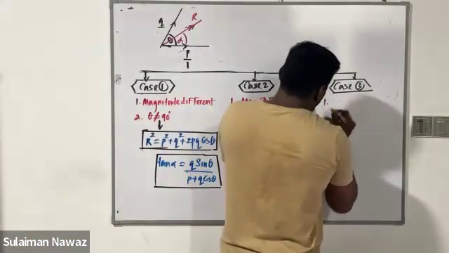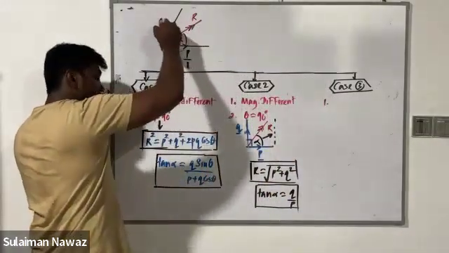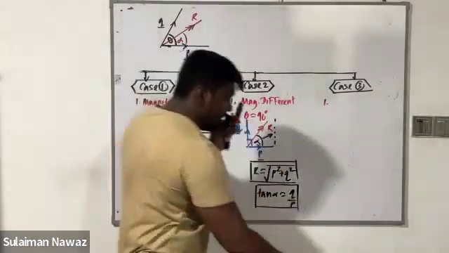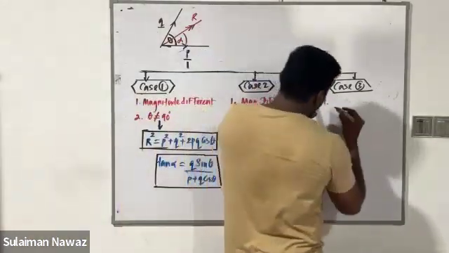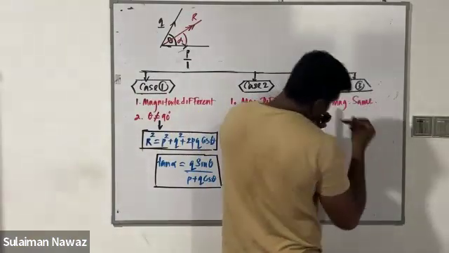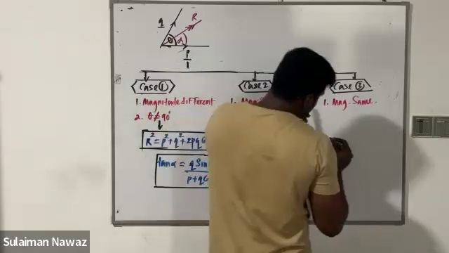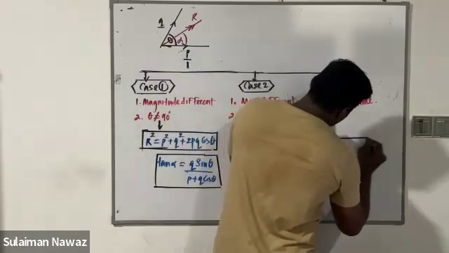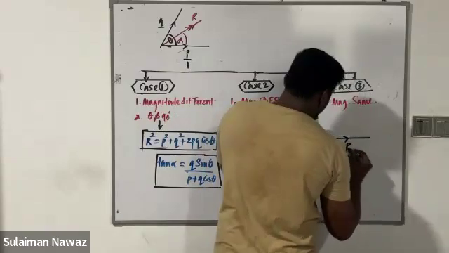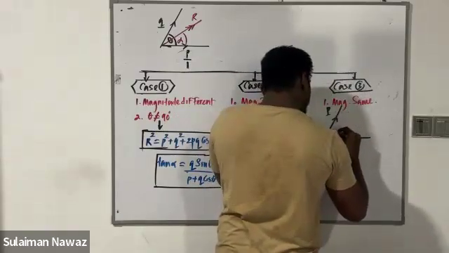Right? For example, two vectors of 5 Newton and 5 Newton, or 16 ms minus 1 and 16 ms minus 1. If two vectors have the same magnitude, then it looks something like this: vector P, and this is also vector P. The angle between them is theta.